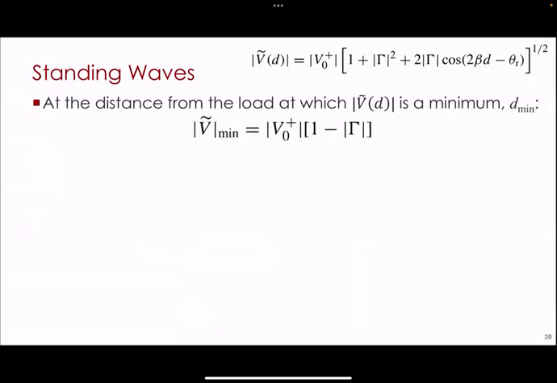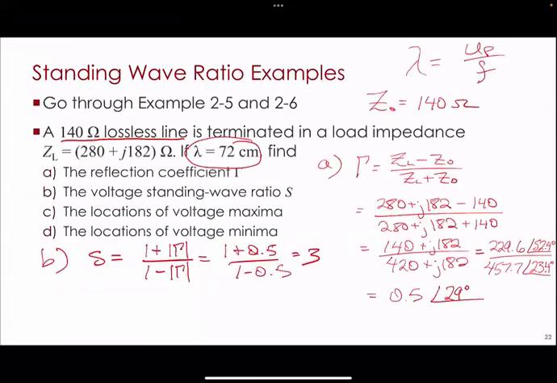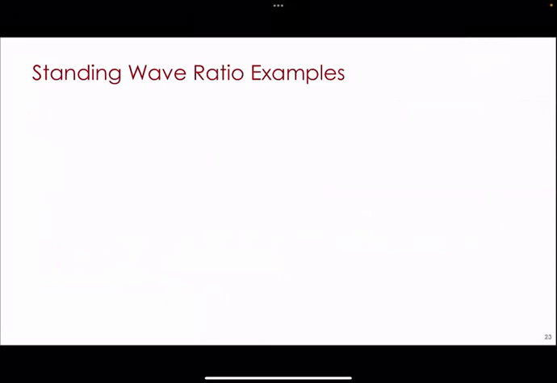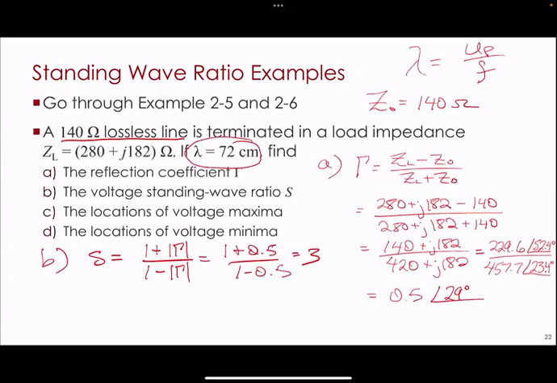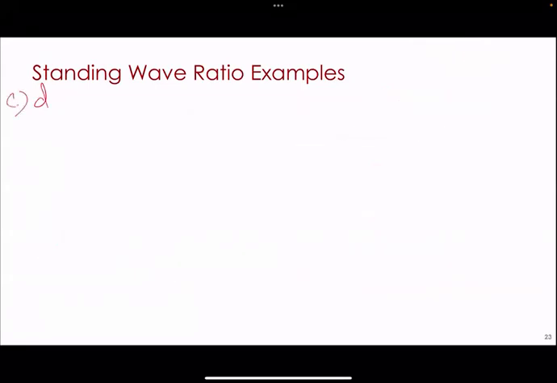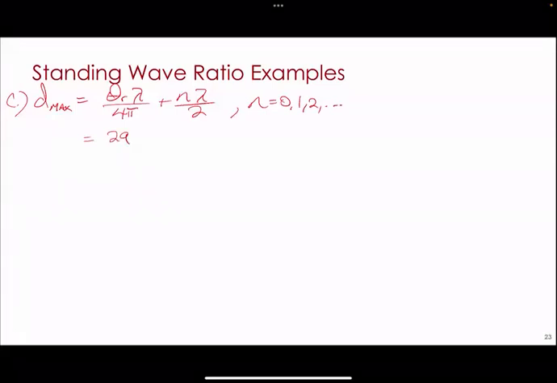So all we have to do now is plug in the numbers. Okay, so let's do it. Let's go D max. We're on part C here. D max is theta R lambda over 4 pi plus N lambda divided by 2, and we've already said it's for N equals 0, 1, 2, dot dot dot. So let's plug in the numbers. We got 29 for theta R, but we have to convert it to radians. How do we do that? Pi over 180.